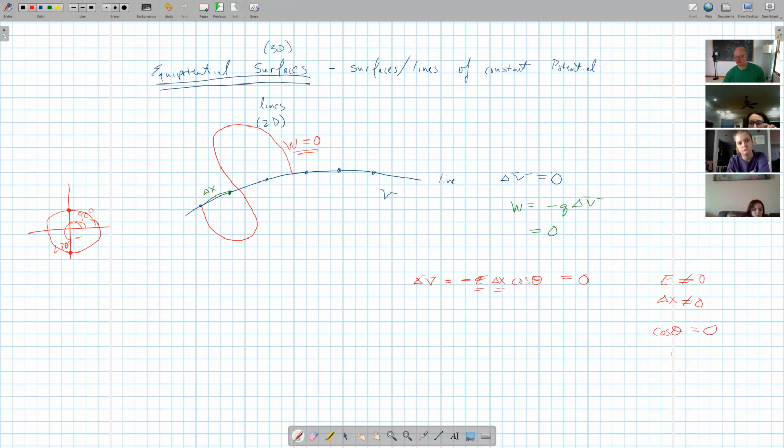So basically what this means is the only way to have this equal to 0 is if the angle is 90 degrees. Okay? Because that's where cosine is equal to 0. So what this ultimately tells me then is that what? The relationship between the electric field and the potential is not only that changes in the potential tell me about the electric field, but it also tells me how the electric field has to be oriented to these equipotential surfaces. So what this says then is that my electric field must be perpendicular to these equipotential surfaces.